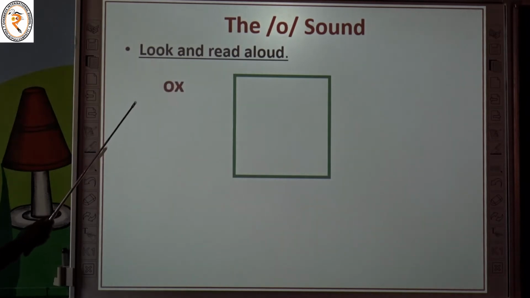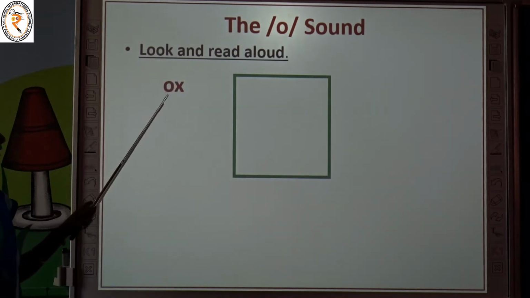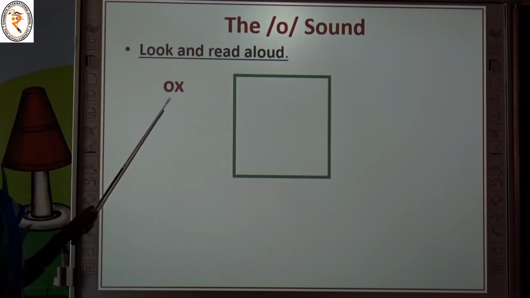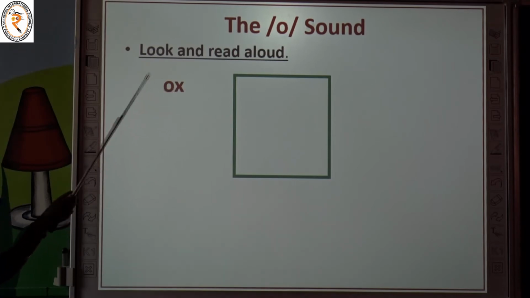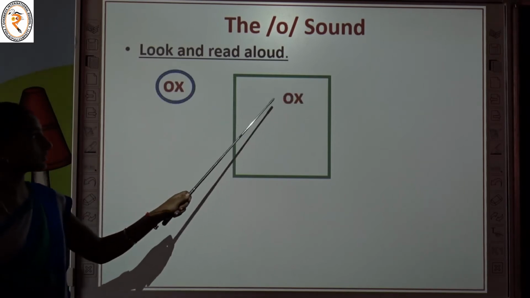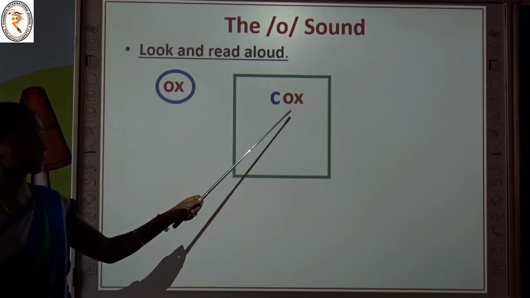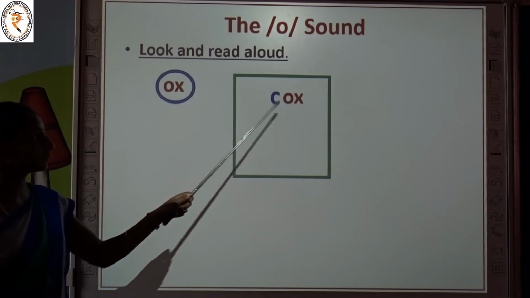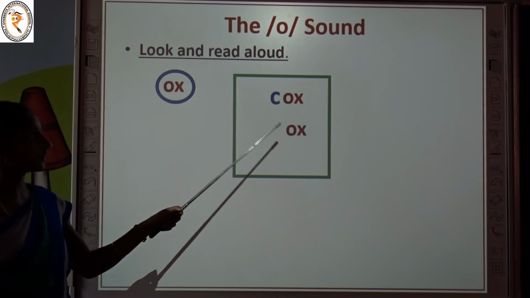Now we are going to read some words which end with the letters OX. OX is pronounced as ox. The sound of the letter X is x. We have to pronounce the letters OX as ox. Let's see some more examples. Ox is there. C is added to ox. The sound of the letter C is ick. Ick plus ox, cox. Very good.